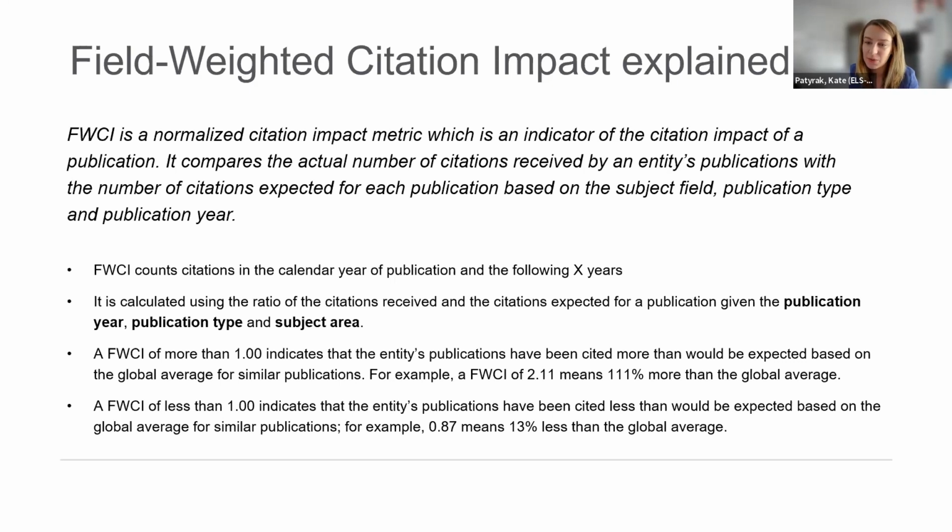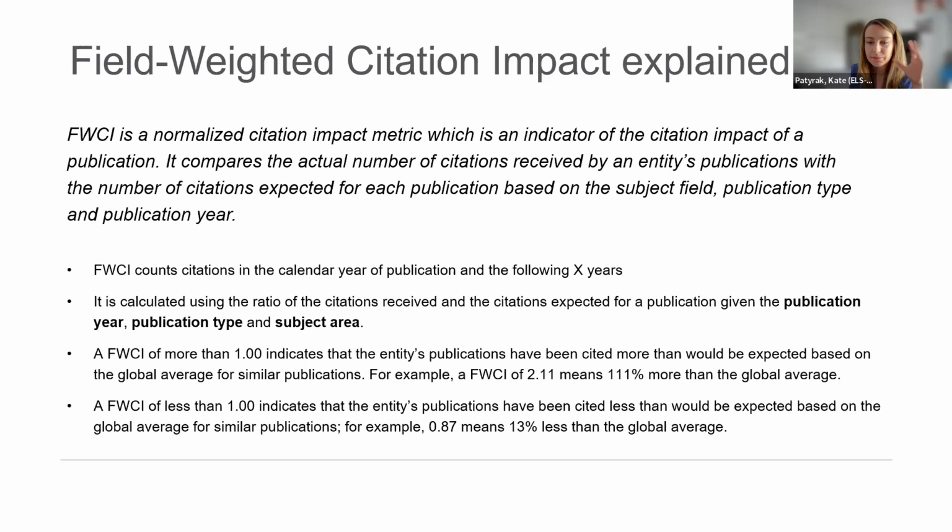It's calculated using the ratio of the citations received by a publication and the citations that would be expected, which is basically based on the average of citations. So this is the average of citations for publications that are published in the same year, that are the same type and the same subject area. So we calculate the average for these publications and then we simply divide one number by the other one.